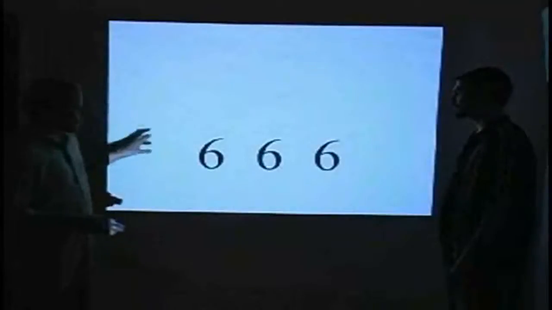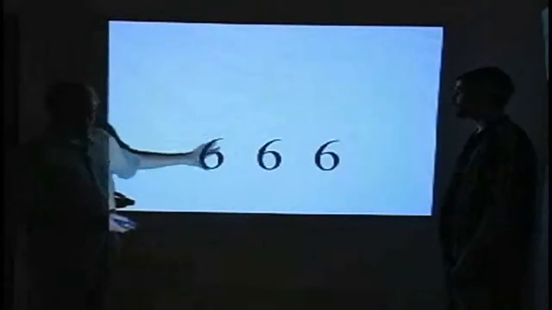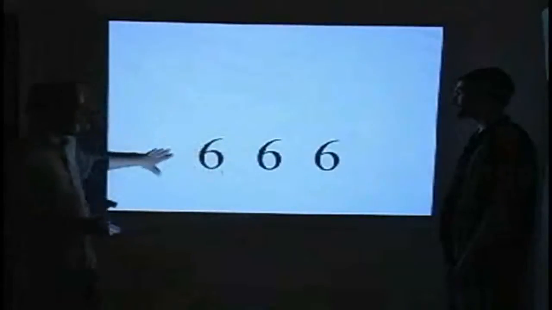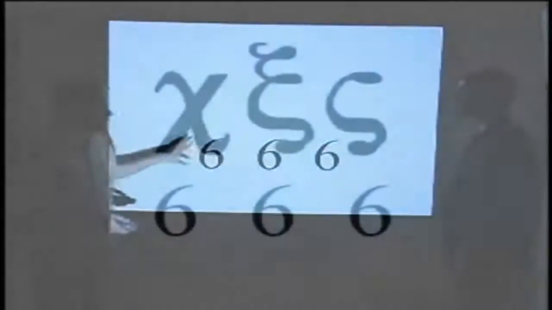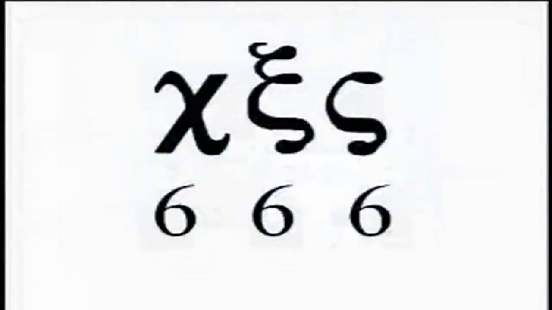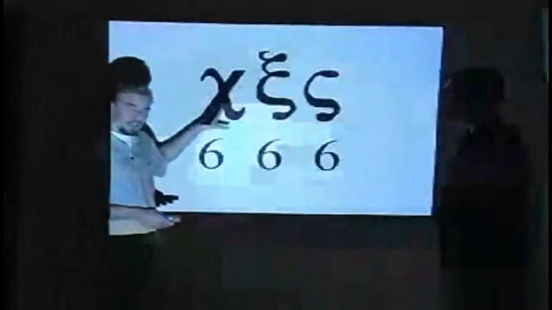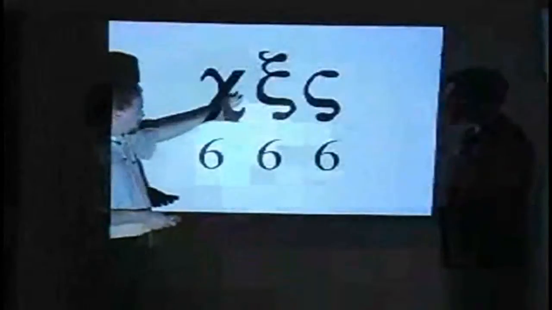So what that means is that each letter of the Greek alphabet had a numerical equivalent to every letter in that alphabet. So the alphabetical equivalent of 666 in the ancient Greek alphabet was Chi Xi Sigma, and this was 600 and 60 and 6. Now, we have to realize that in the modern Greek alphabet, these letters are a little bit different.